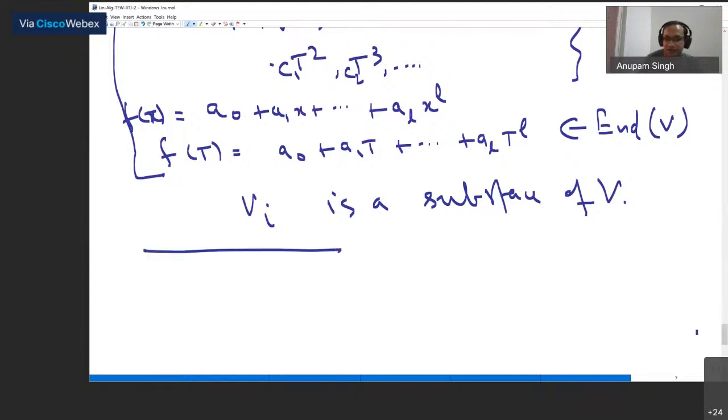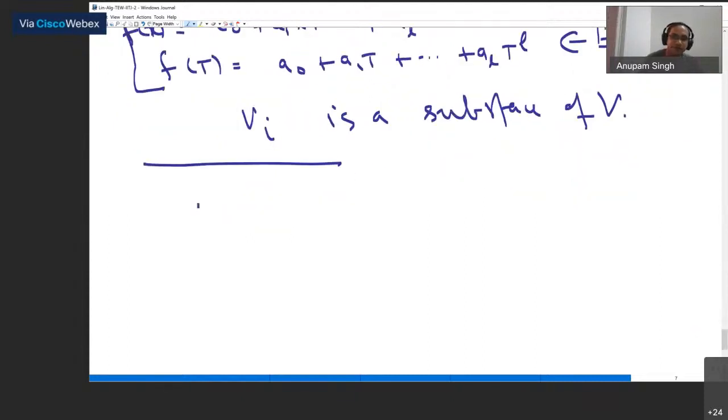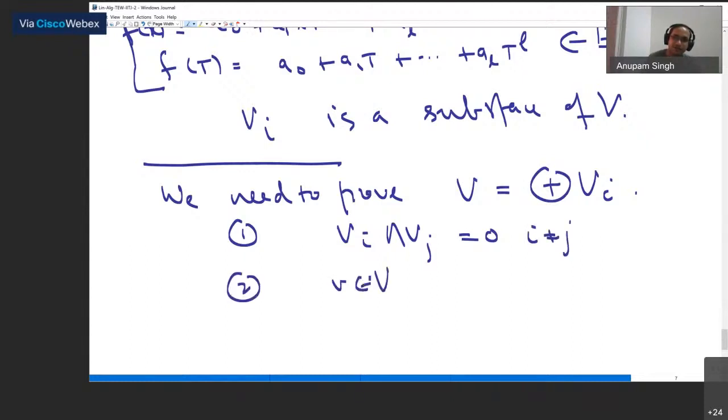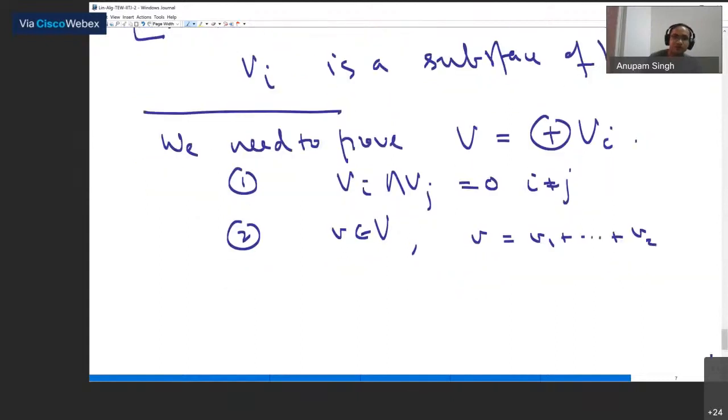So here is the interesting part which I wanted to explain to you. We need to prove V is the direct sum of Vi. For this, we need to prove two things. One, Vi intersection Vj is zero if i is not equal to j. Second, that if I take any vector v in V, then v can be written as v1 plus v2 plus up to vr. So these two things I have to prove. This is a question mark.